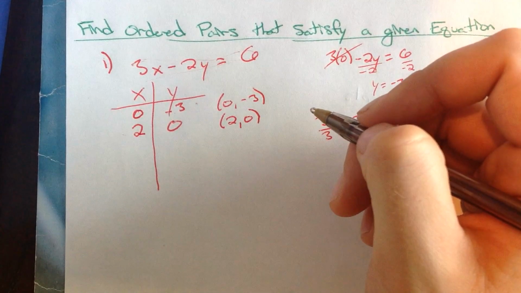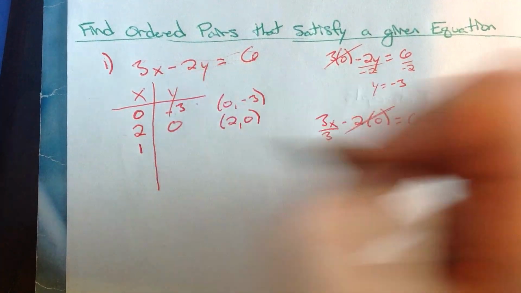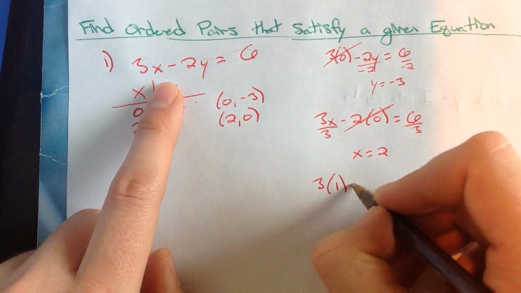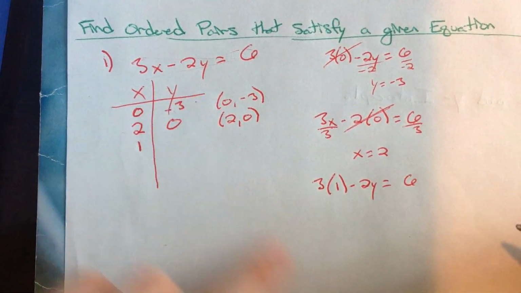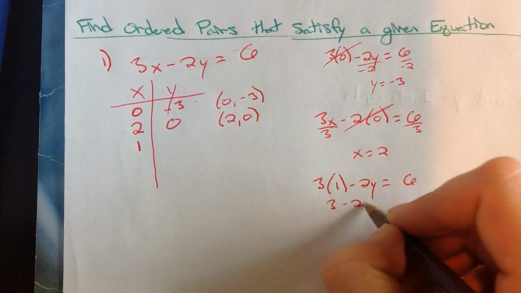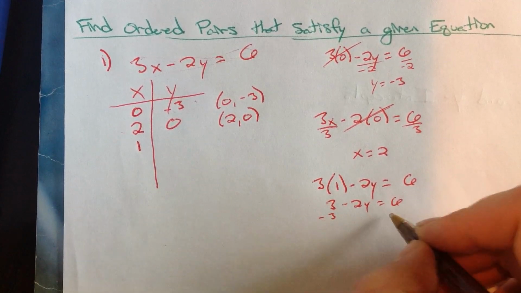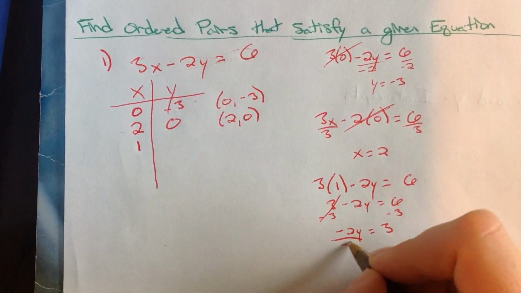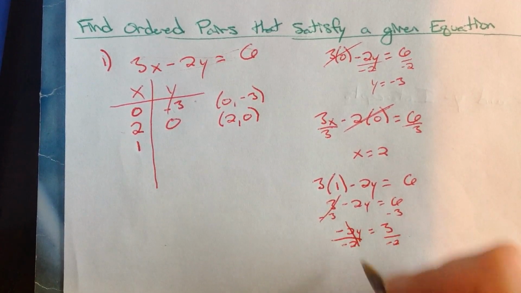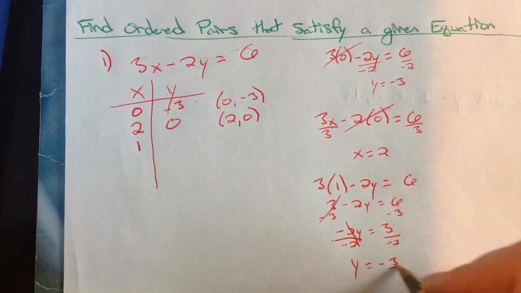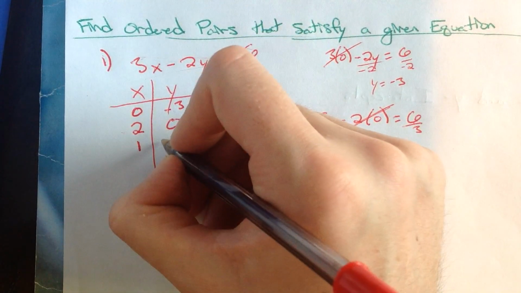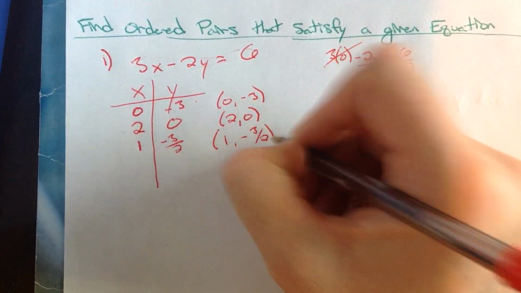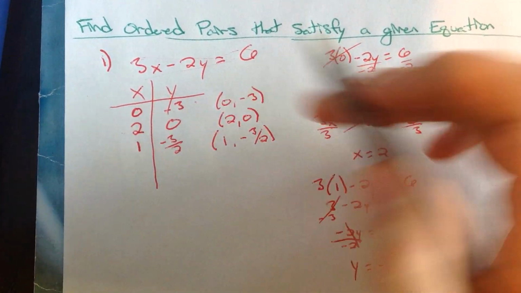We can keep going and pick other points and see what happens. Well, if I make x 1, I get 3 times 1 minus 2y equal to 6. 3 minus 2y equals 6. Subtract 3 from both sides. Negative 2y equals 3. Divide by negative 2, and y equals negative 3 halves. So we get the point 1, negative 3 halves, is another point on this line.